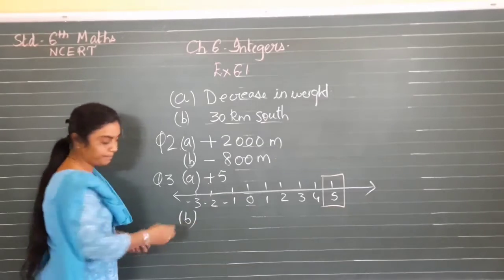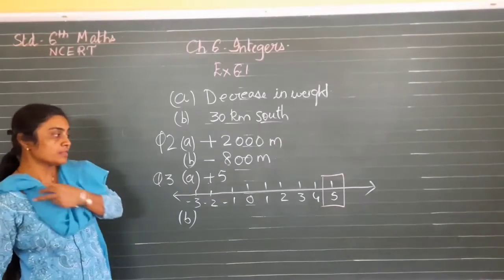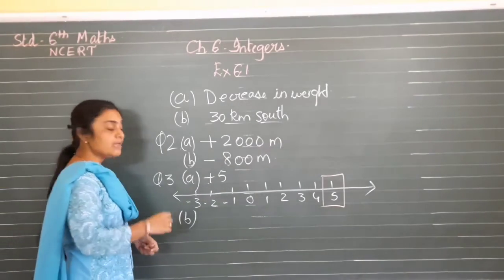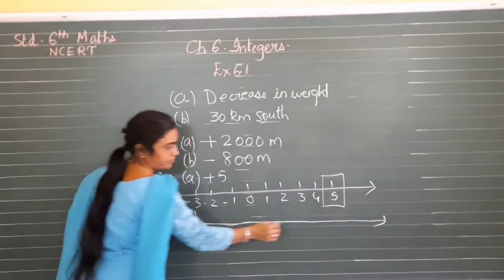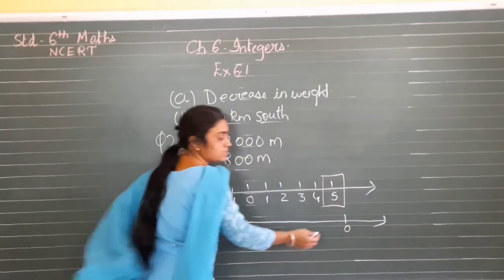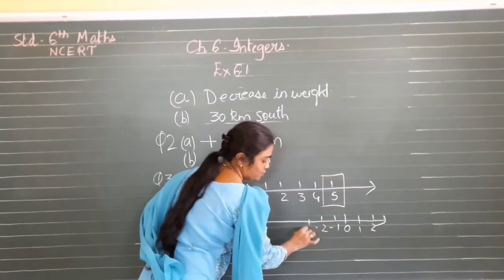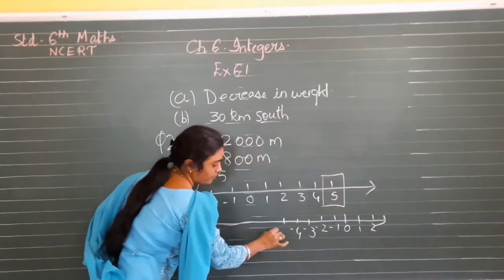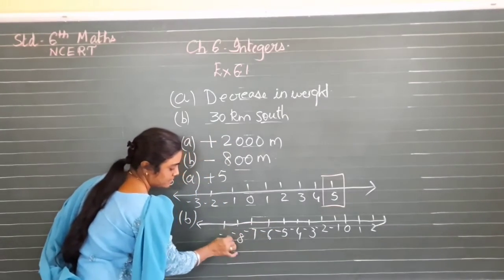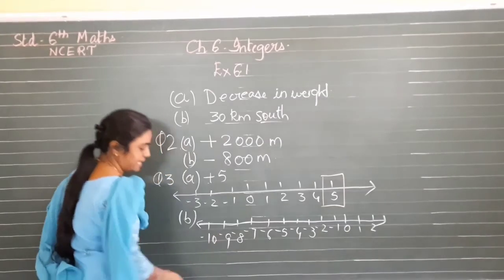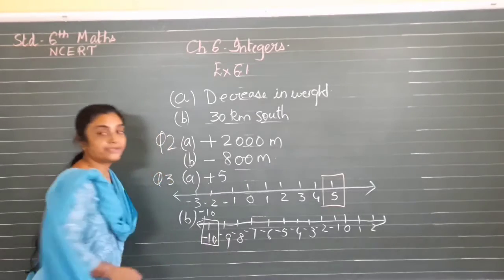Now B. B is minus 10. You will represent minus 10 on the number line. So minus 10 will be on the left side of 0. We don't want so many positive numbers, so we will write out only 2 numbers over here. Minus 1, minus 2, minus 3, minus 4, minus 5, minus 6, minus 7, minus 8, minus 9 and minus 10. We have to plot minus 10. So we will plot minus 10 over here.